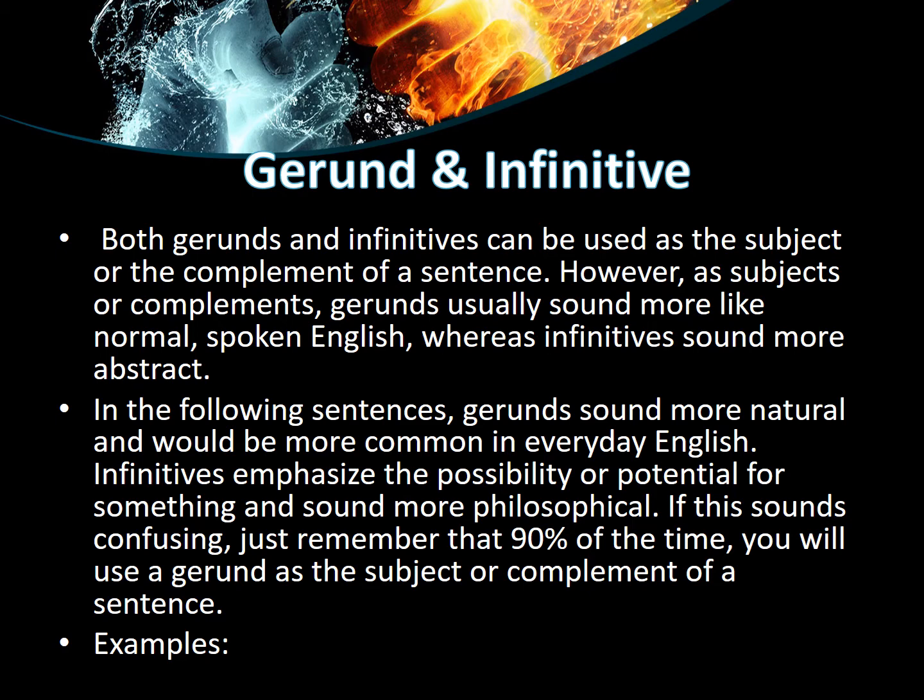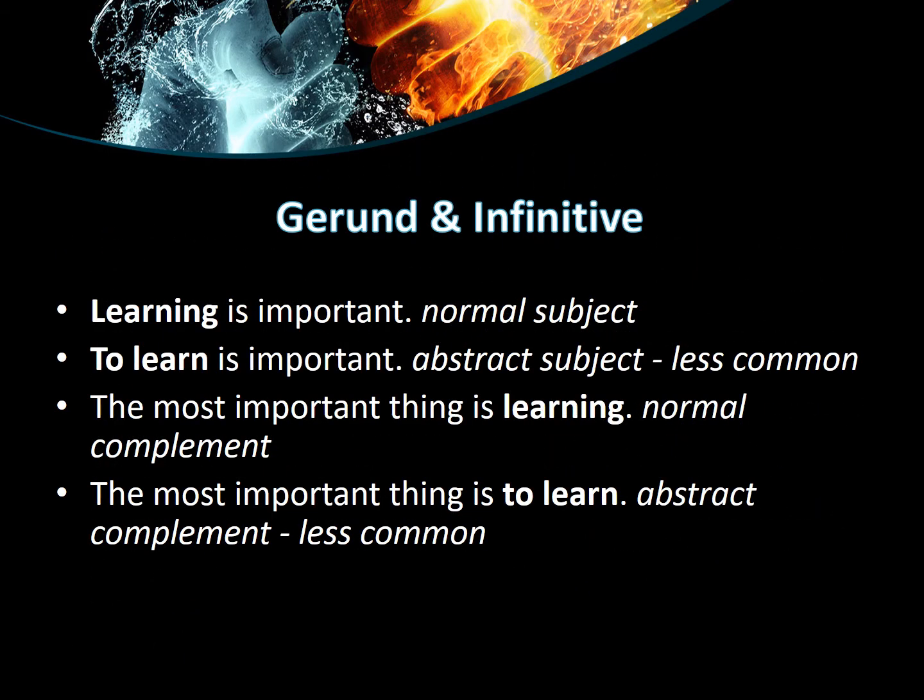Let's take an example. Here are some examples. Learning is important. It is a normal subject. To learn is important. It is an abstract subject. It is very less common. The first example is an example of gerund, which is used in common and spoken English. But in the second case, to learn is important, it is an abstract subject. We use it less commonly. We don't use infinitive like this very often. To learn is important.